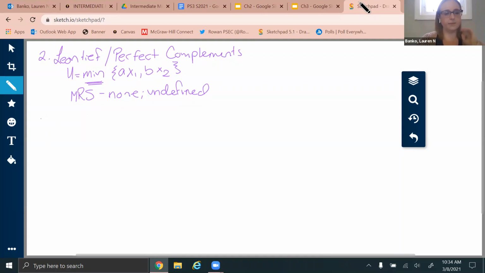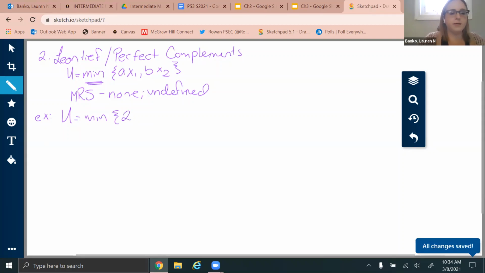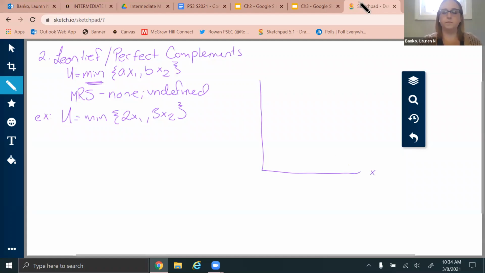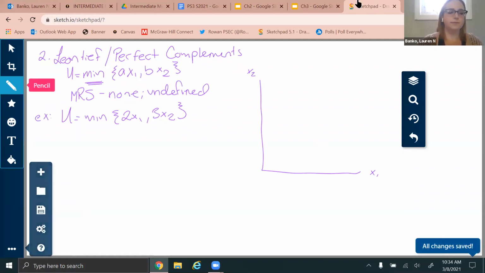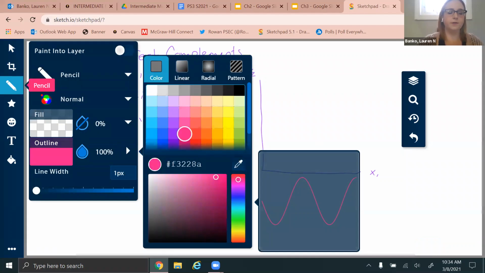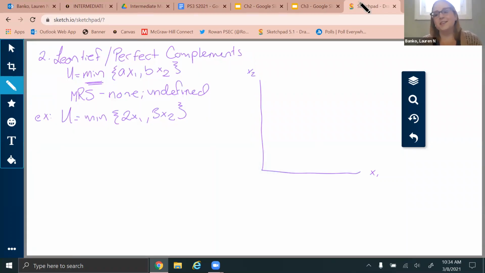I'm going to give you an example, and I'm going to draw it. It's weird when we draw it. U equals the minimum of 2x1, comma, 3x2. So when we go to graph it, I'm really not going to ask you to graph it too often, but I'm just going to show you what it looks like. We need a number for utility, and maybe that's 6.